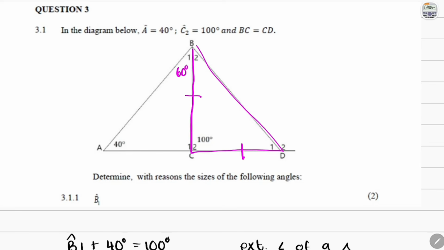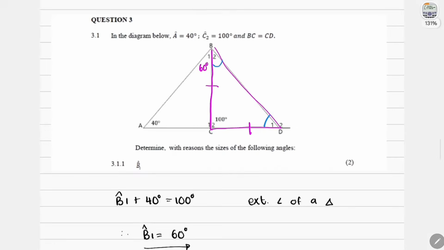So that would mean that, you see, this is CD. It means that this angle, angle B2, and this is BC, okay? That angle, angle D1, would be equal. So these two angles are equal, and we can just go ahead and state that.